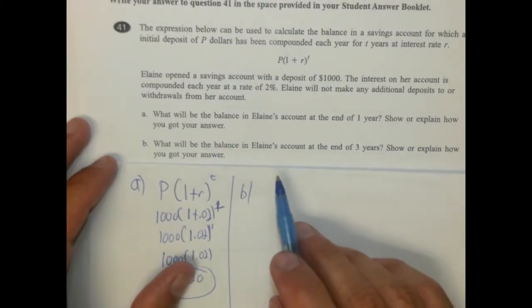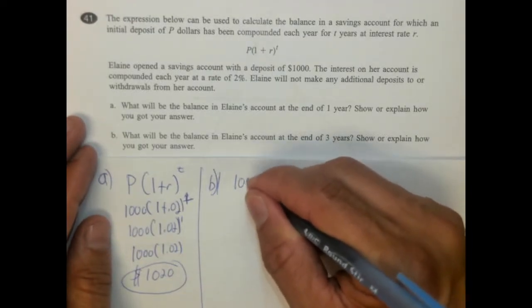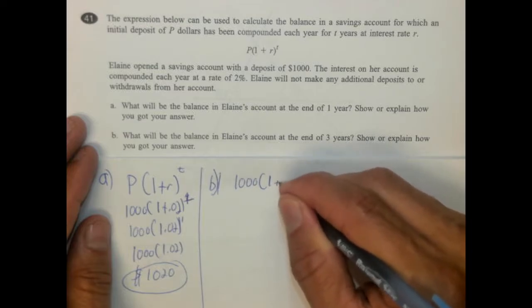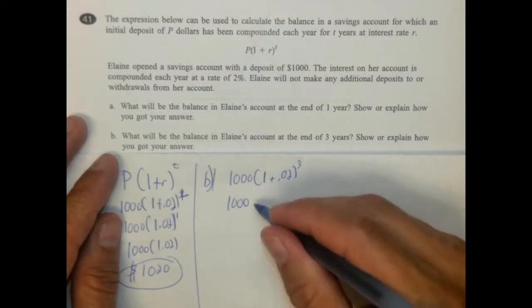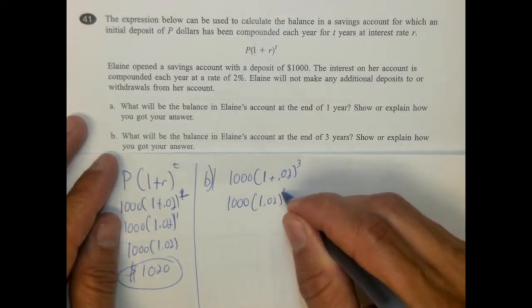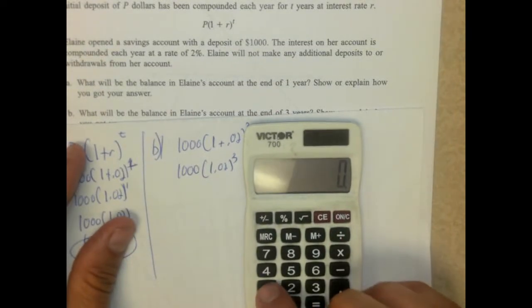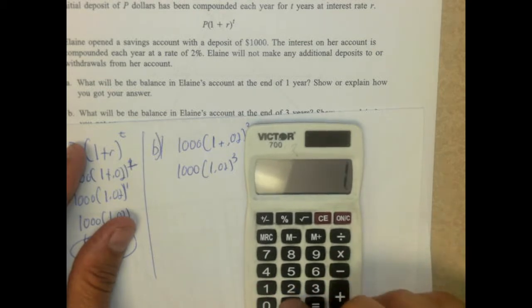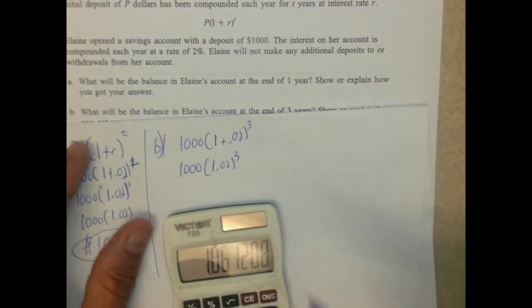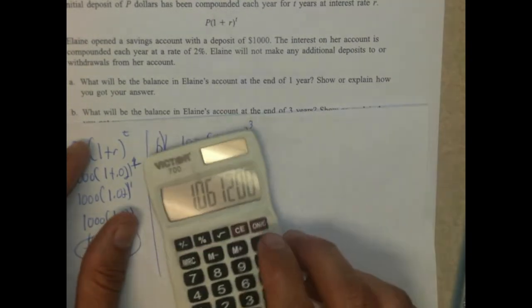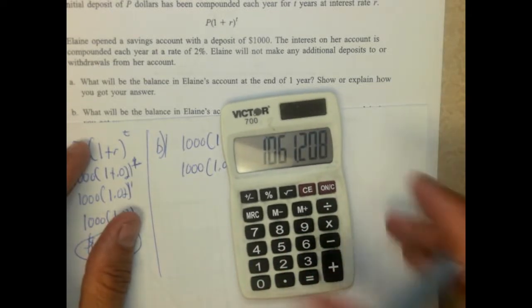All right, part B. What will the balance in Elaine's account be at the end of 3 years? All right, well, same thing. We're just going to change T to 3. So 1,000 times 1 plus 0.02 to the 3rd power. Okay, so now we have to do 1.02 to the third power, so 1.02 times 1.02 times 1.02. And that's going to be that times 1,000. I'm not going to write that down so I won't lose any decimals. Times 1,000. So okay, we're gonna have to round this.